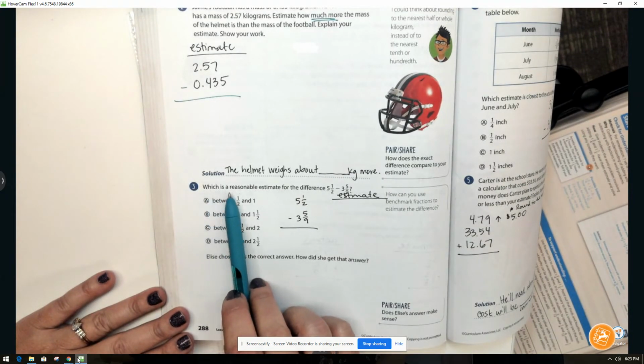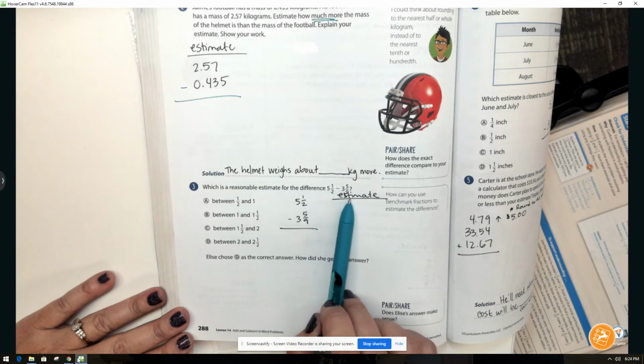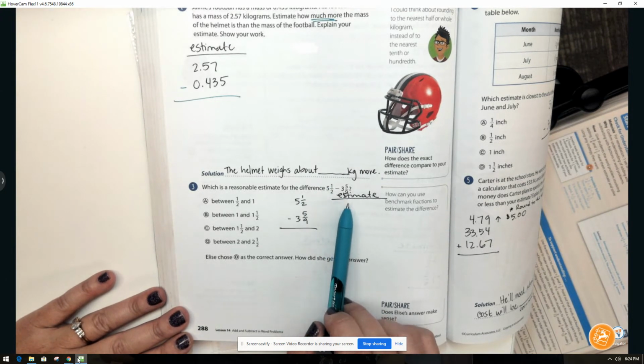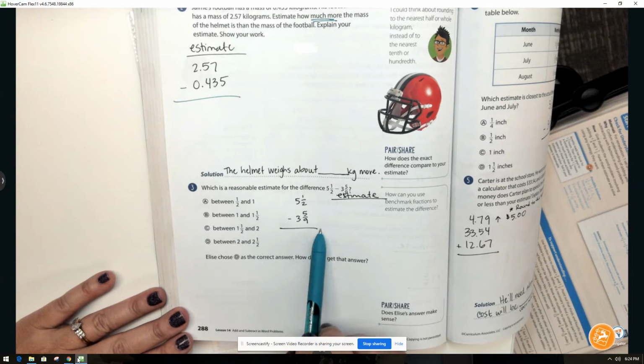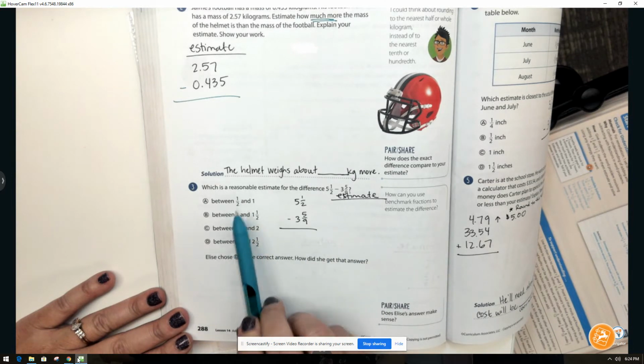For number 3, which is a reasonable estimate for the difference of 5.5 minus 3 5/9? So this is the problem that you're trying to solve. You're going to estimate both of these to benchmark fractions, subtract them, and then you're going to get an answer. And then which of these letters is a reasonable estimate?